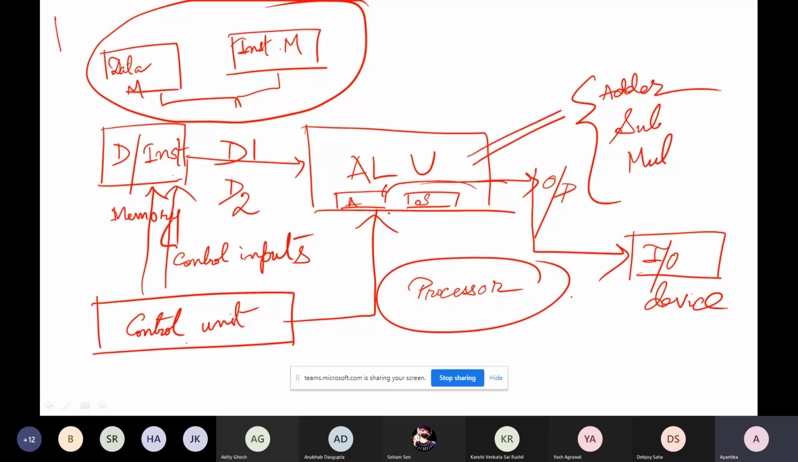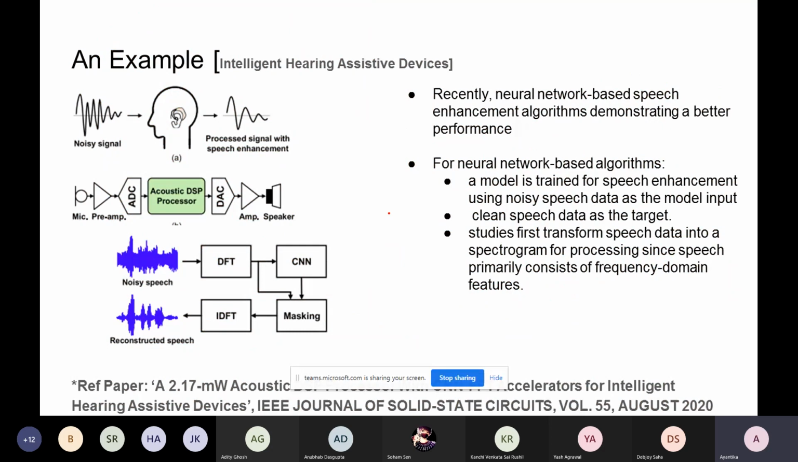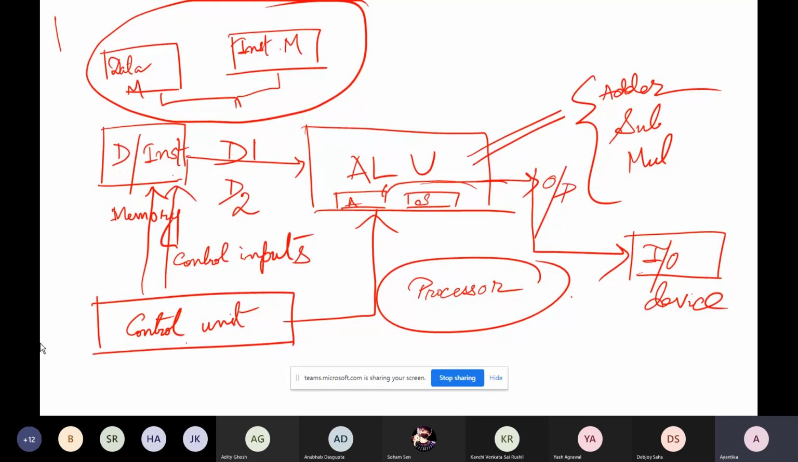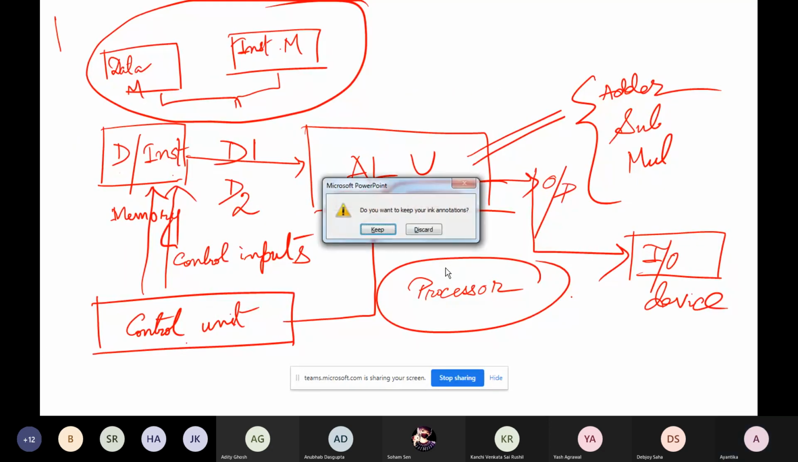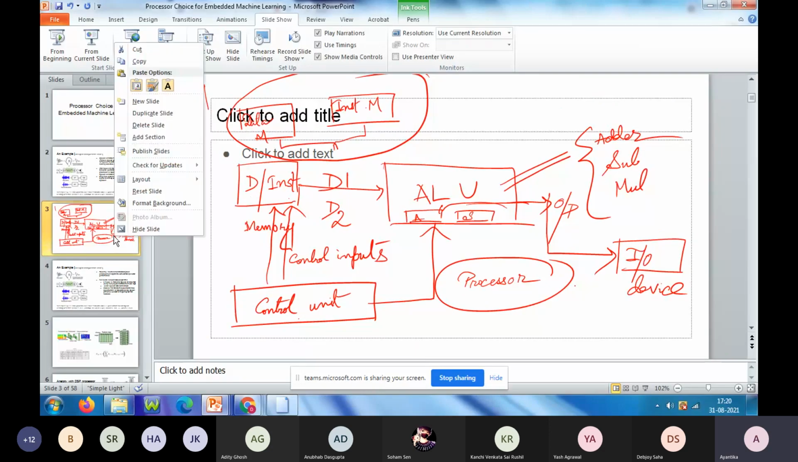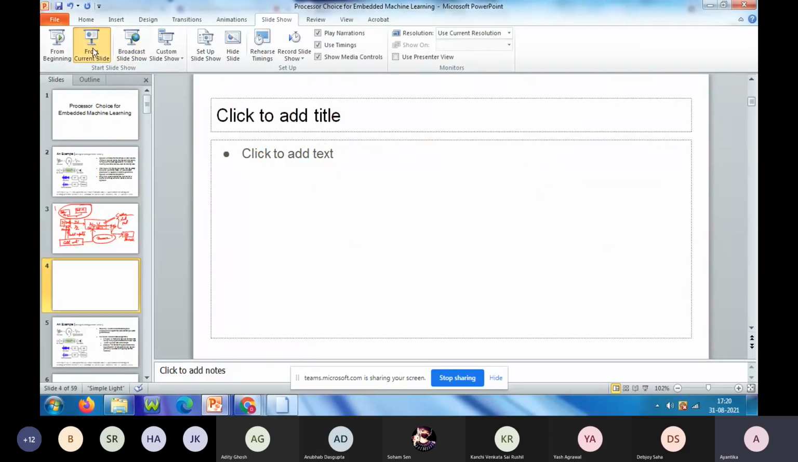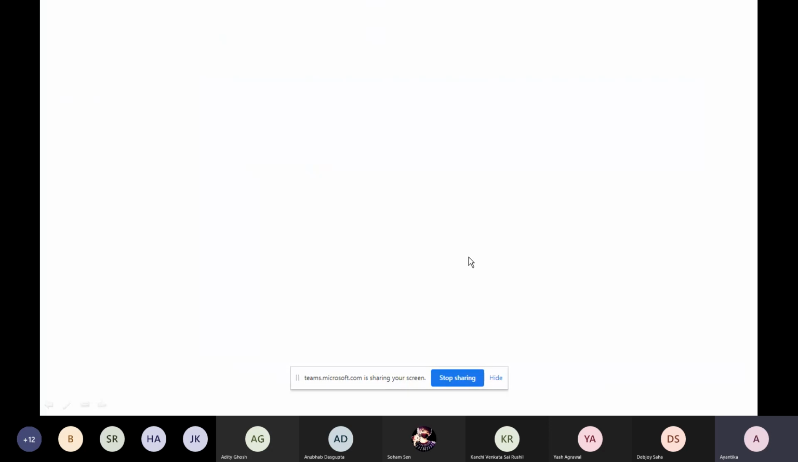Now, when we are talking about processors, there are three types of processors in general. Number one is the general purpose processor.